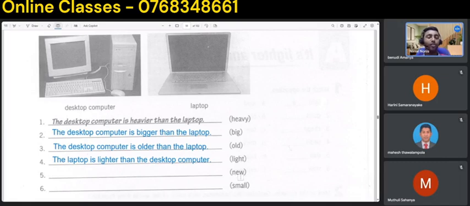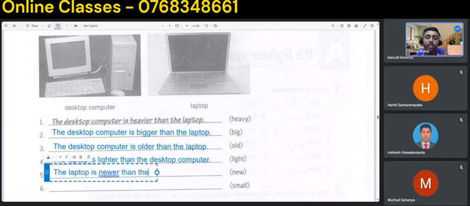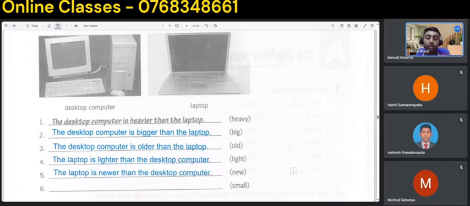New. Comparative form. I think it's the laptop that is the newer one. Then we can say the laptop is newer. The comparative form of new is newer. The laptop is newer than the desktop computer.